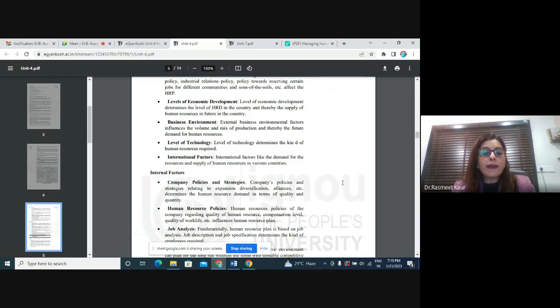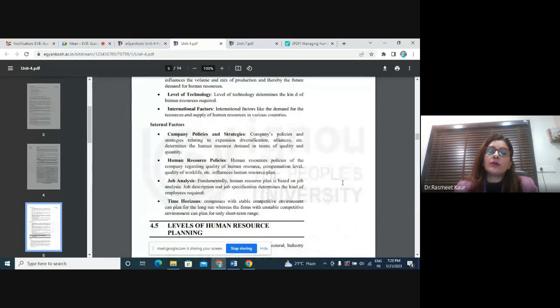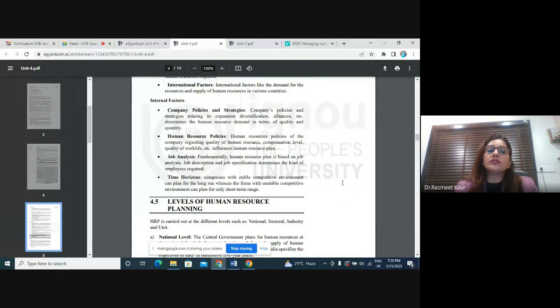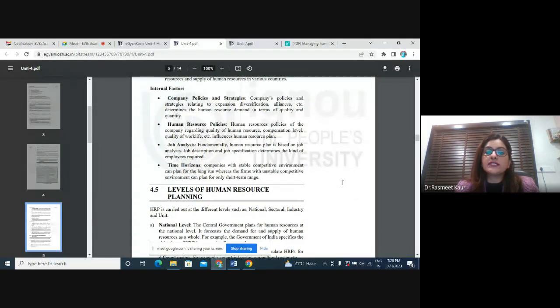So when you do manpower planning, when you do human resource planning, you understand at the industry level, at the country level, at the global level, that means at the macro level, what technological changes are happening, and how you actually train your human resource accordingly so that they are more efficient and you can get the best out of them. Similarly, when we talk about the internal factors, you can read those four or five internal factors which are listed: company's policy and strategy, the HR policies, job analysis.